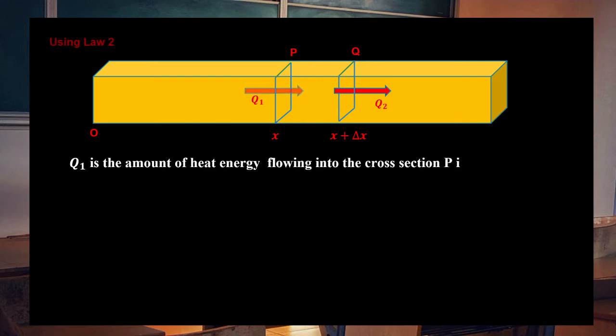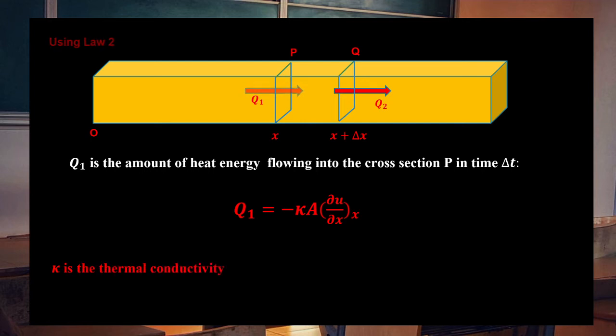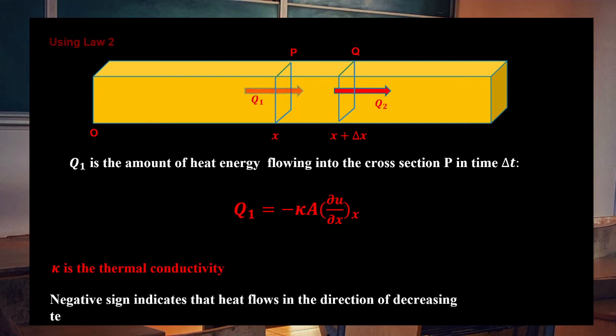Q1 is the amount of heat energy flowing into the cross section P in time delta t. Then using our empirical law 2, Q1 is equal to minus KA ∂u/∂x at the point x, where K is the thermal conductivity of the material and A is the cross-sectional area, and the negative sign indicates that heat flows in the direction of decreasing temperature. So we are assuming the heat flow starts from the origin and is from left to right. The negative sign simply indicates that the heat flow is in the direction of decreasing temperature.